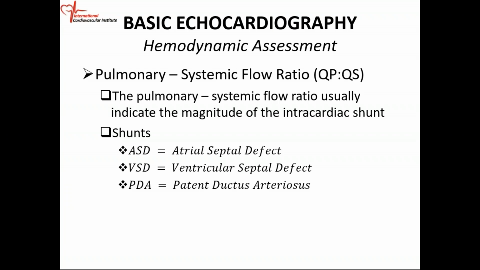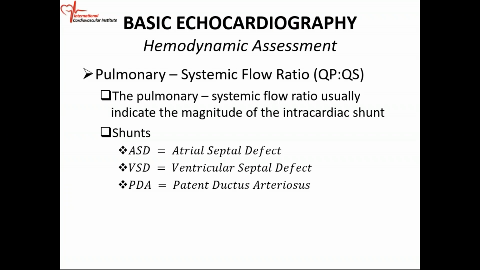Say, for instance, you have an atrial septal defect or a ventricular septal defect. So you have an abnormal communication between the left and the right side. Okay, again, it could be ASD, VSD, or PDA, or any shunt. Clinically, it's important to know how much blood is being shunted from, say, the left side to the right side.